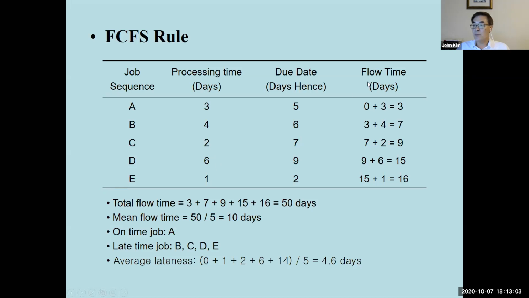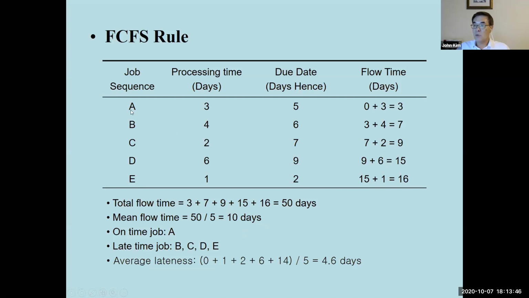3, 4, 2, 6, 1. So flow time. This one started from 0 and uses 3 days. So this one needs 3 days. And then assume they come together. Then 3 days until this one finishes, plus this one's processing time. So total flow time of this one is 7 days, 9 days, and so on. So to complete all 5 jobs, total flow time is 50 days. And the mean flow time is divided by 5 because 5 jobs. So mean flow time is 10 days.